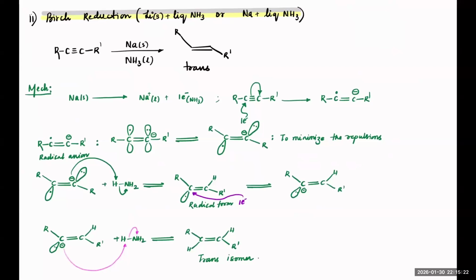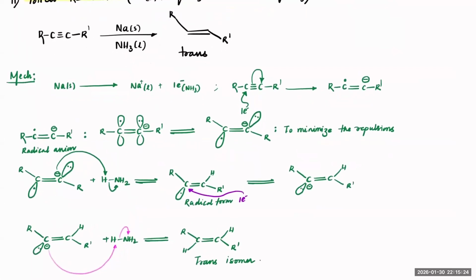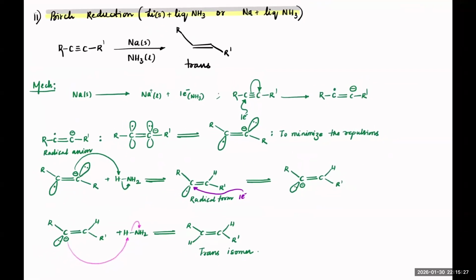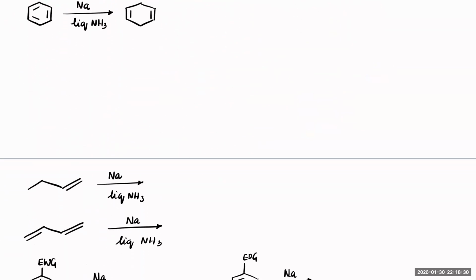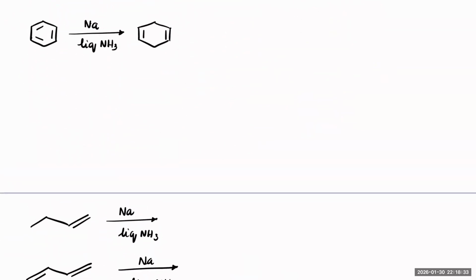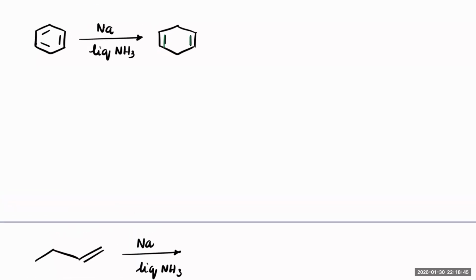Okay, Birch reduction is very important, guys. Please check this out. If there is any doubt, you can ask me now. Now, see the next one. You can reduce the benzene also into these isolated double bonds, which means one of the pi bonds is being reduced using Birch reduction. See, how does this mechanism work?